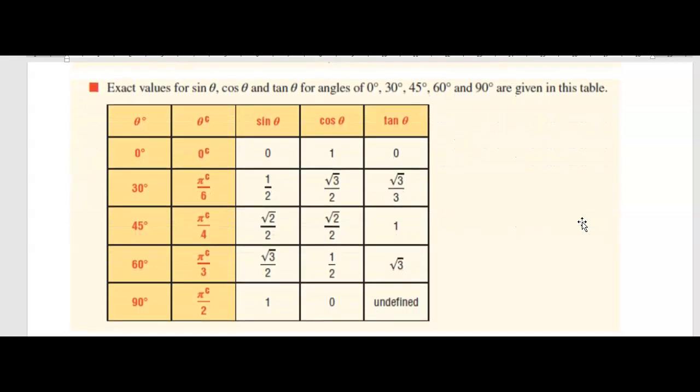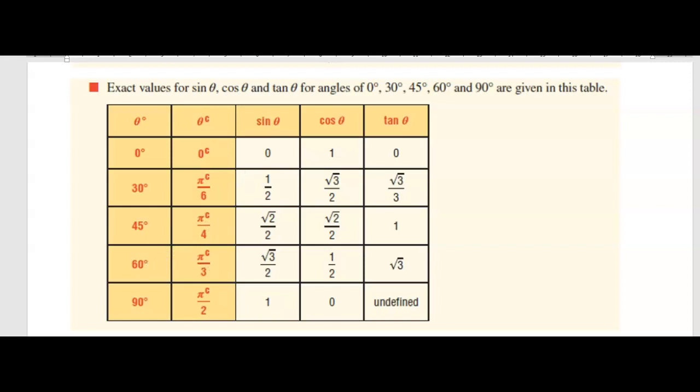this table. First of all, let's have a look at what we've got shaded in yellow or orange, whatever color you want to call it. In the first column we've got the degrees, and then their associated length in radians. So 0 degrees is equal to 0 radians, 30 degrees is equal to pi on 6 radians, 45 degrees is pi on 4 radians, 60 is pi on 3 radians, and so on.